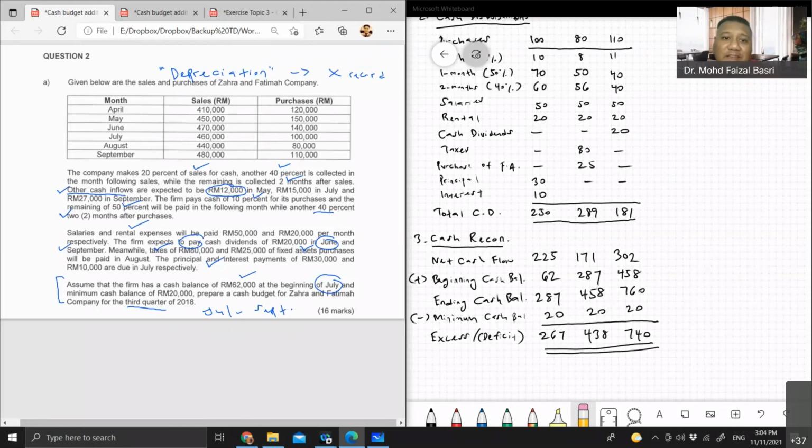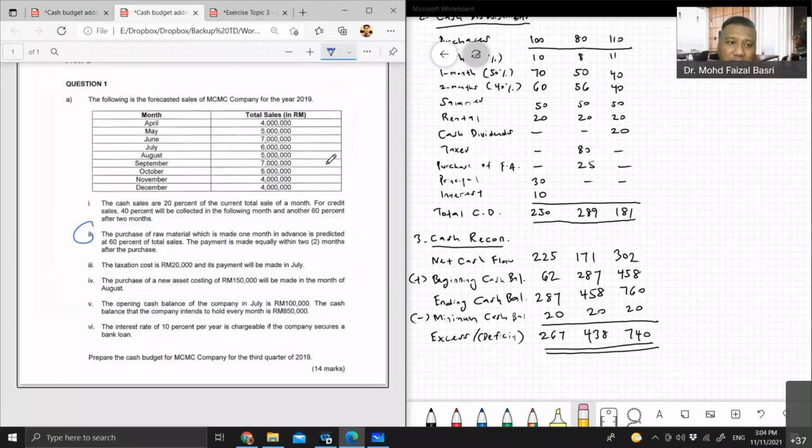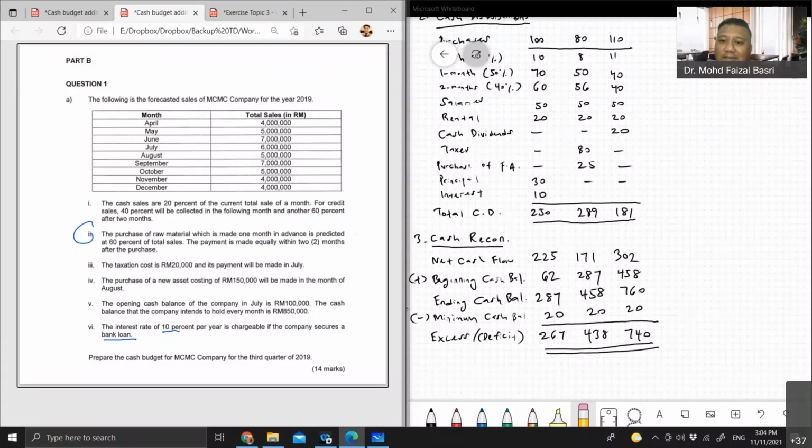But, okay, what if you get deficit tapi dia ada information? Something like this. The other question kalau you perasan lepas the opening and also the minimum cash balance, there's one more information. There will be interest rate of 10% chargeable if the company secures a bank loan. So when we're going to use this bank loan? We're going to use this bank loan if we have deficit. So let's say lah, katakanlah 267 ni is deficit. Katakanlah in July, 267. So we're going to have this 267,000. We have to borrow.